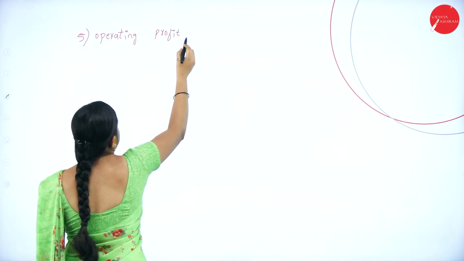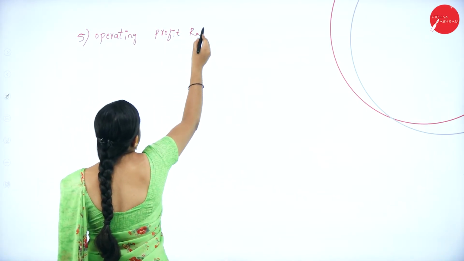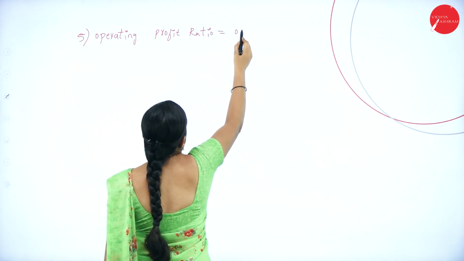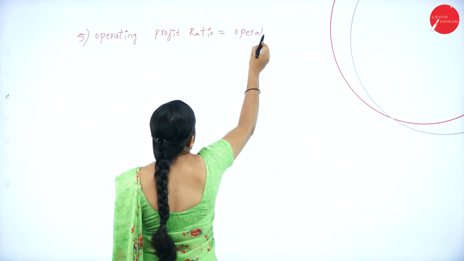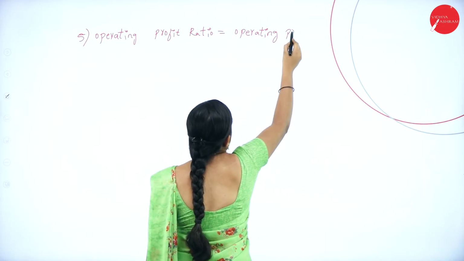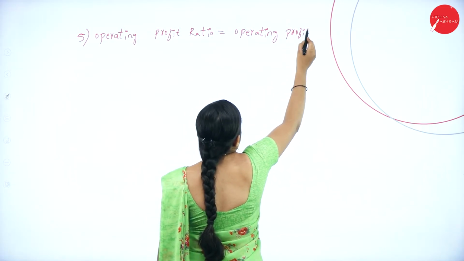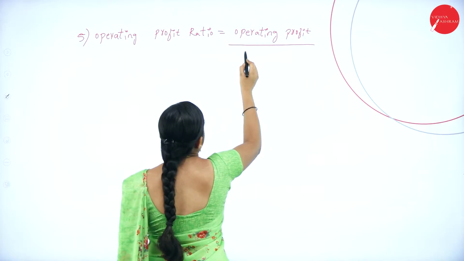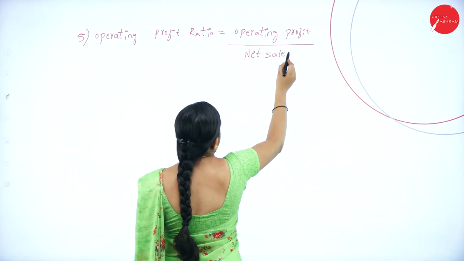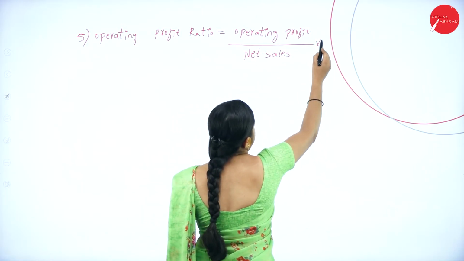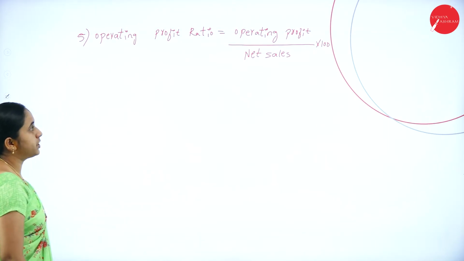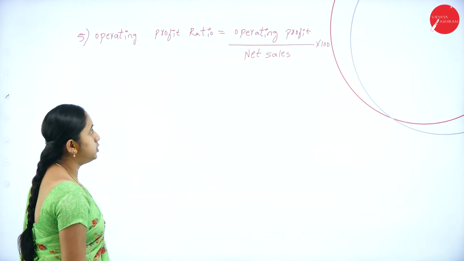Operating profit ratio is equal to operating profit divided by net sales into 100.